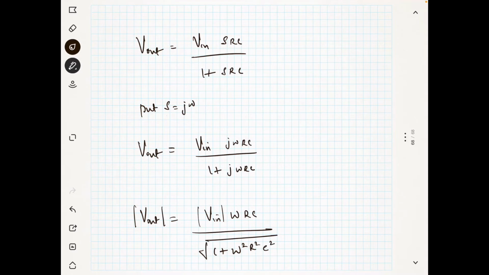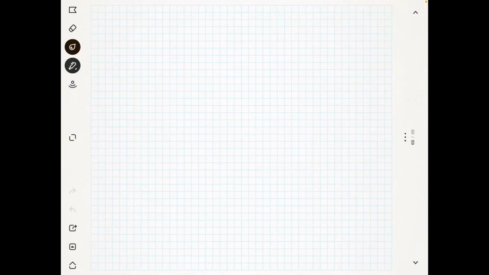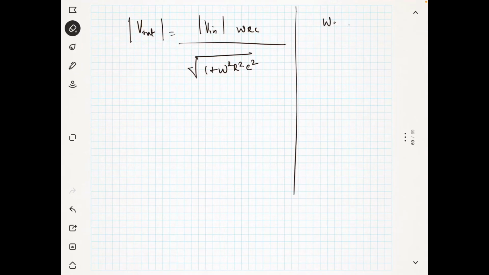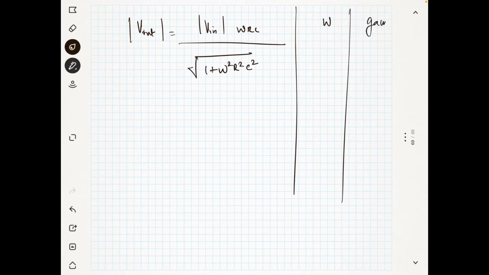Now what is happening here? Now we will see, what is V out? Magnitude of V out is equal to magnitude of V in into omega RC divided by square root of 1 plus omega square into R square into C square. This is the gain. Now we will see what happens when omega is equal to 0.